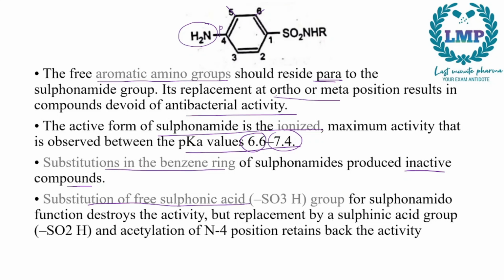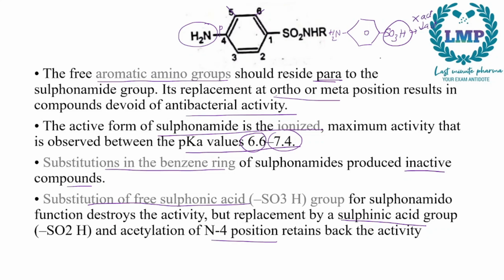Now substitution of a free sulfonic acid, that is SO3H group, for the sulfonamido function destroys the activity, but replacement by a sulfinic acid group and acetylation of the N4 position retains the activity. Now just in case, this is our sulfonamide group. Now instead of SO2NH we add SO3H. This will reduce or destroy the activity.